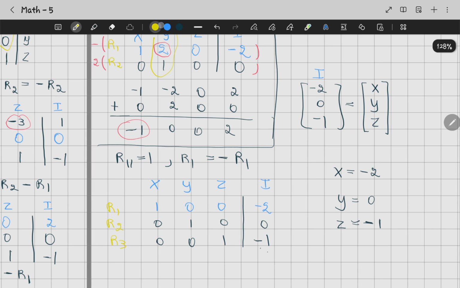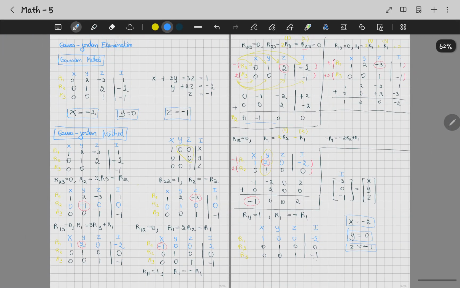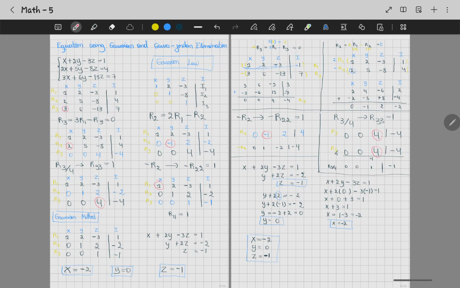So let me just write them like this. If we compare using Gauss-Jordan, you see what we got. This answer is the same as what we got from the Gaussian method. So it's -2, 0, -1. It's the same as what we got here. So in short, the Gauss-Jordan method will give you the same answer as the Gaussian method. If I go back, this is what we did for the Gaussian method from the start.